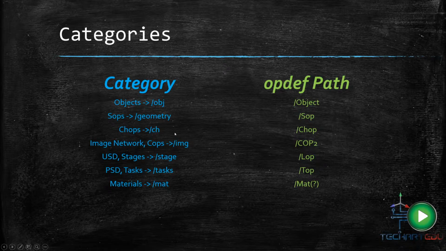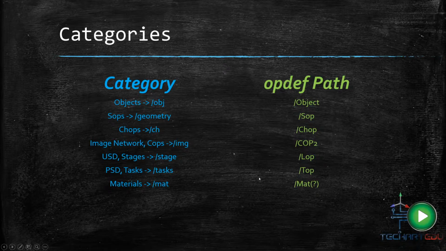Now, chops is a little bit more straightforward. It's not slash ch like you would if you were accessing that library. The type of digital asset for a chop is slash Chop, and make sure to capitalize that C. Okay, a little bit nuttier is if you create a compositing network or a compositing digital asset. Now, Houdini calls it an image network, it calls it COPS, and it stores it in a slash img network.